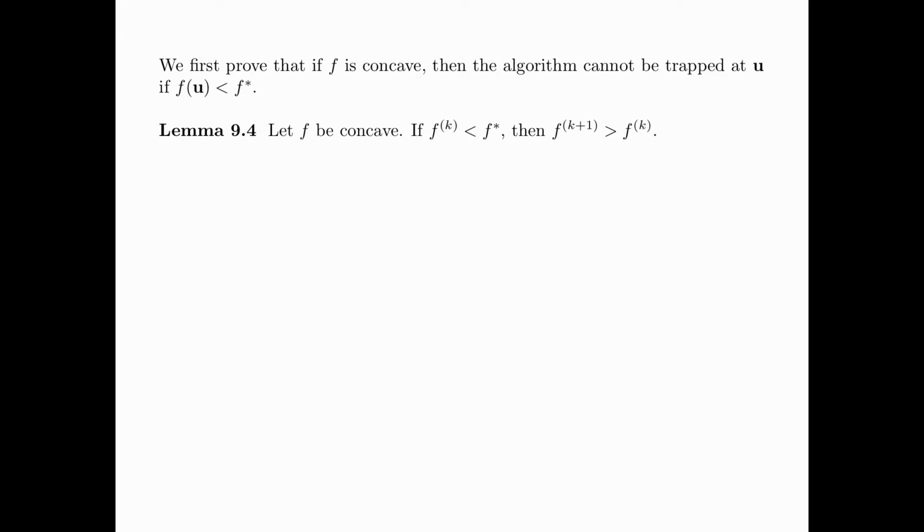In lemma 9.4, we first prove that if f is concave, then the algorithm cannot be trapped at u if f of u is less than f star. Specifically, let f be concave. If f_k is less than f star, then f_(k+1) is greater than f_k.